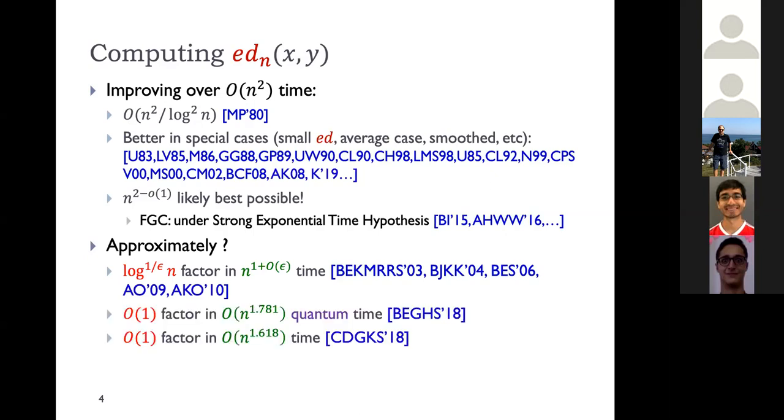But then, about 2 years ago, there has been breakthrough progress on approximating the distance in subquadratic time. In particular, these two results are roughly at the same time, independent. One was a quantum algorithm, and another was a real classic algorithm, and both of them got an approximation factor which is a constant, in time which is strongly subquadratic.